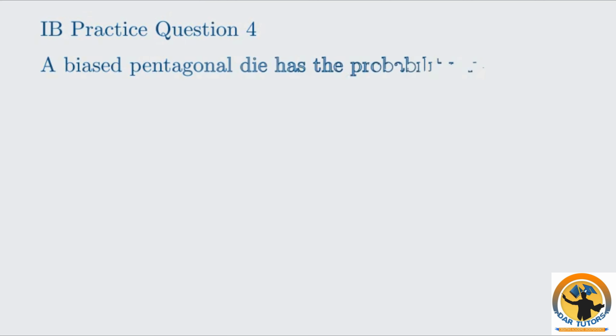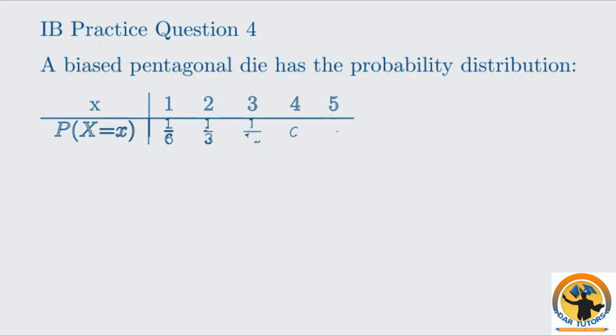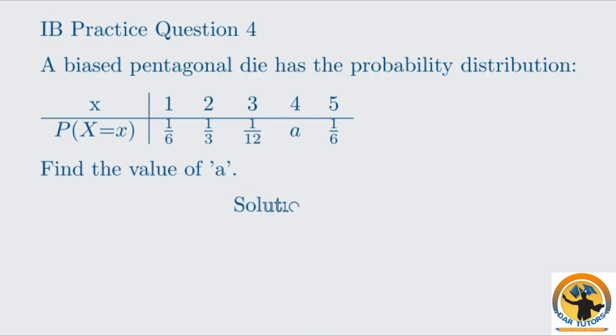Question 4. A biased pentagonal die has probability P(X = x) as shown in the table. What is the value of a? This is very similar to our first practice problem. The key is knowing the property that the sum of probabilities is 1. Let's check your answer. Again, we use the rule that the sum of probabilities is 1.